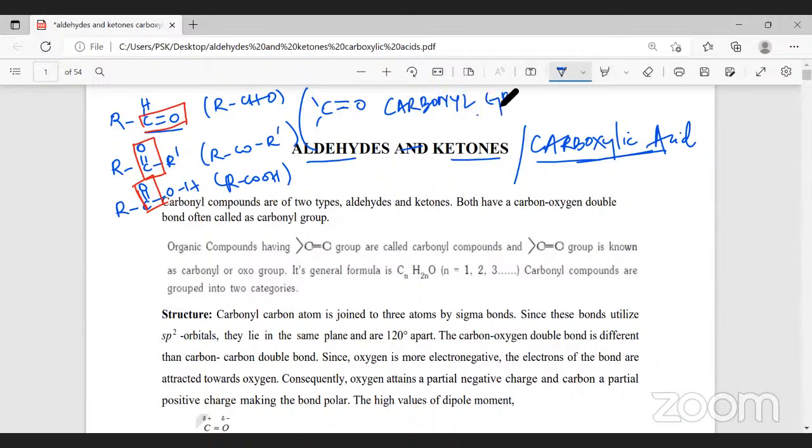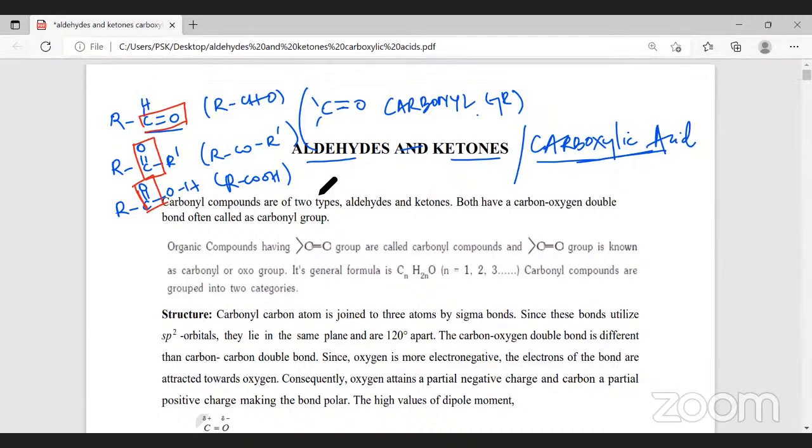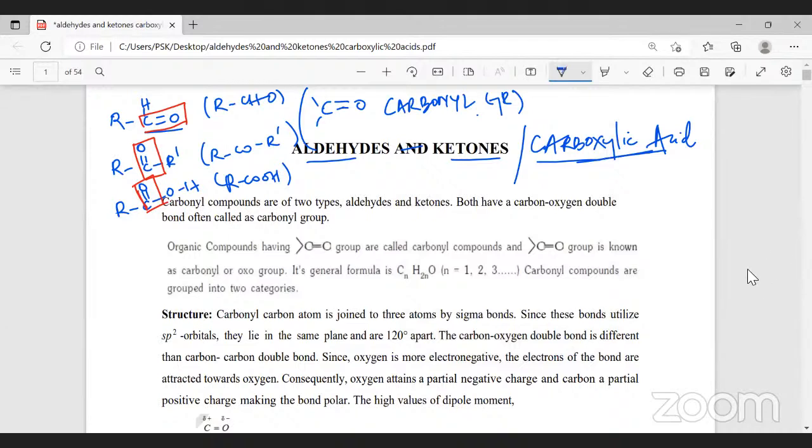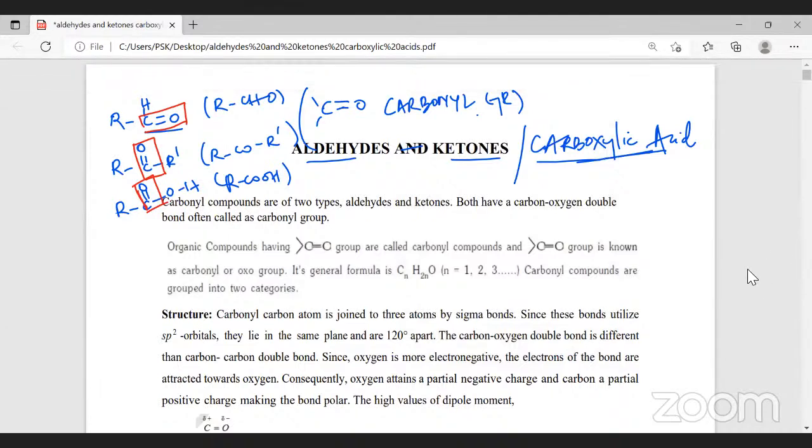Since all these molecules, aldehydes, ketones, and carboxylic acid, contain C double bond O, they are also called carbonyl compounds. Now, what is the importance of aldehydes and ketones? Aldehydes and ketones are responsible for odor, that is smell, flavor, and also taste. So aldehydes and ketones are responsible for the odor, flavor, and taste of food.